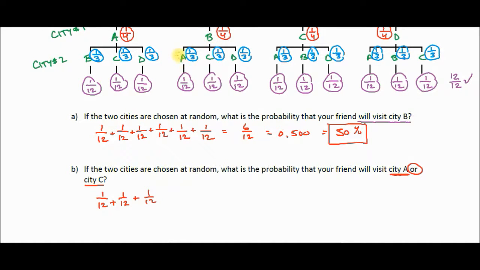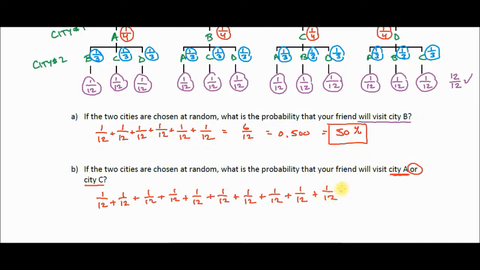Take a look at the next branch. BA, that makes me happy because they visited city A. BC, that makes me happy because they visited city C. BD, no good. A or C are not in that branch. CA, that one makes me real happy. They visited both cities. CB, we're good. They visited city C. CD, we're good. Visited city C again. Last one, DA, yep, they visited city A. DB, no good. DC, yep, we are good.